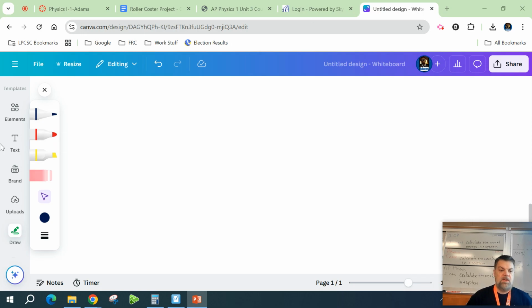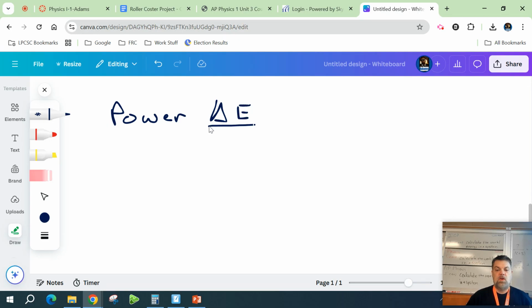So another thing I want you to write in your notes is that power, because you got to remember that it's like delta E over delta T, or the amount of work that you've done over T, is a rate of change. It's a rate. Okay?